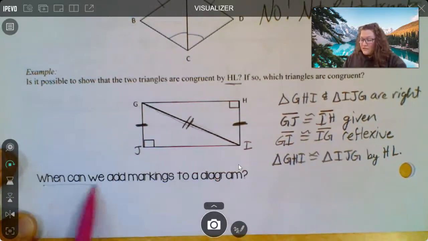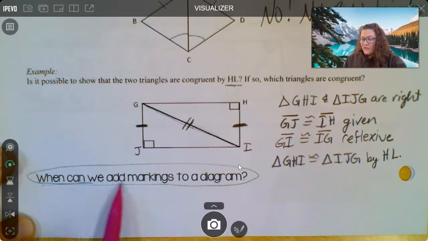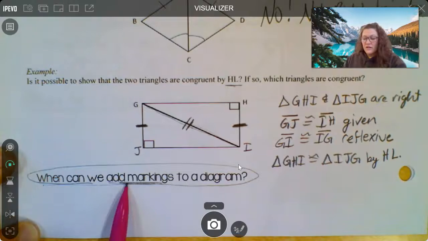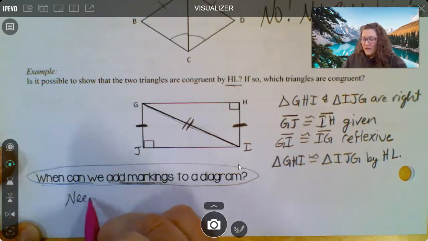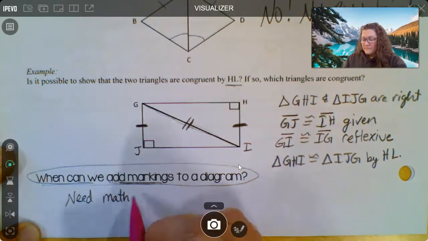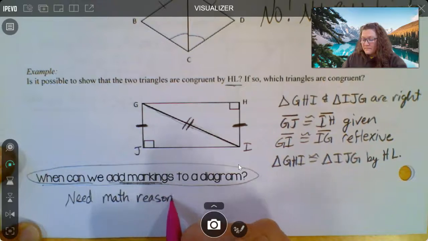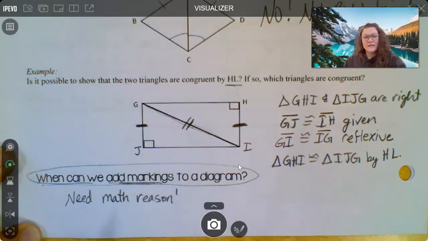And then this is just a friendly reminder that you can't just add markings to your diagram. You need a math reason. Okay, that concludes our lesson for 4.7. Do your practice and make sure that you ask questions if you need to.